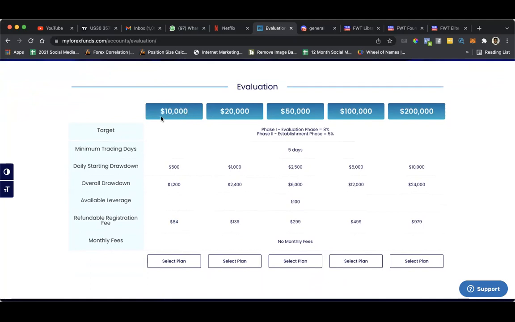Imagine you making, let's say, 20% in a month. That's like $2,000. And then you are splitting with the firm, I think 80-20. You take 80%, they take 20%. That will go a long way to really help your trading. And then as you grow, you can now start handling big accounts.